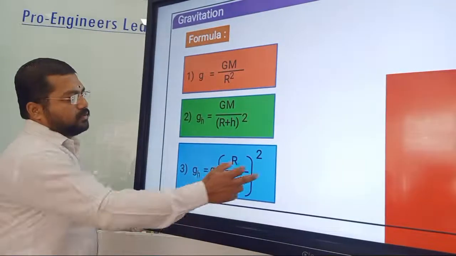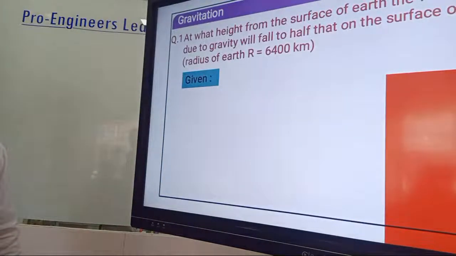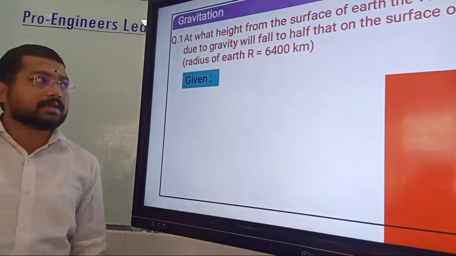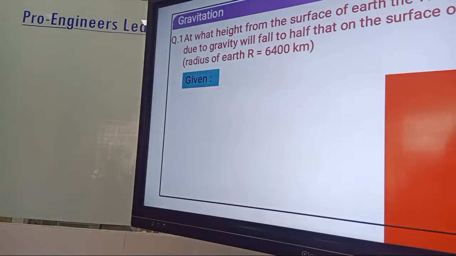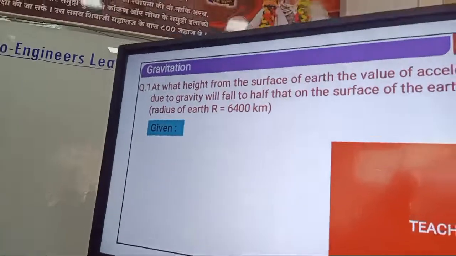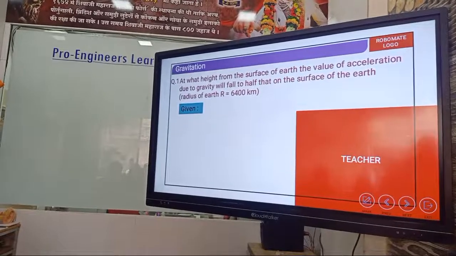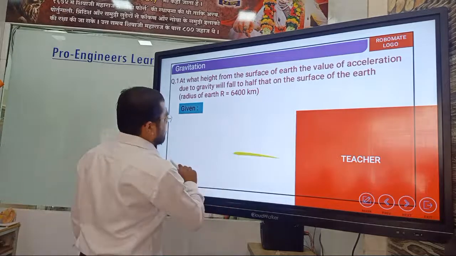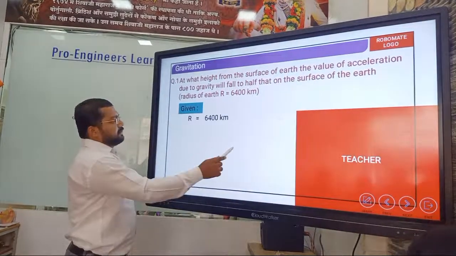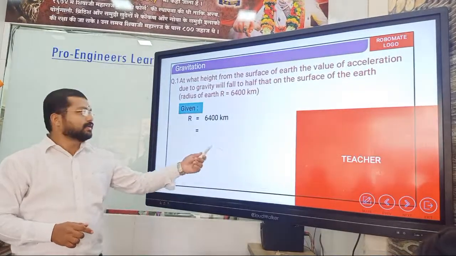Now, the question is: at what height from the surface of Earth will the value of acceleration due to gravity fall to half of that on the surface of the Earth? Radius, right? Now what is given? R is given, and that R is 6400 kilometers.